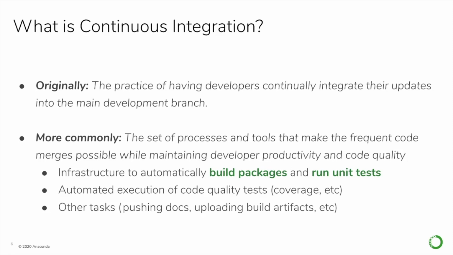So continuous integration often talks about things like infrastructure to automatically build packages and run unit tests, automated execution of other code quality tests. Maybe you run Flake8 or something like that, or coverage to verify that your tests are actually hitting all the lines of code you have. And you can often put other tasks into your continuous integration pipelines, things like pushing documentation, uploading build artifacts. And you can set it up so that just the act of pushing a tag to a repository kicks off your entire release process. That level of automation is possible with things like continuous integration tools.